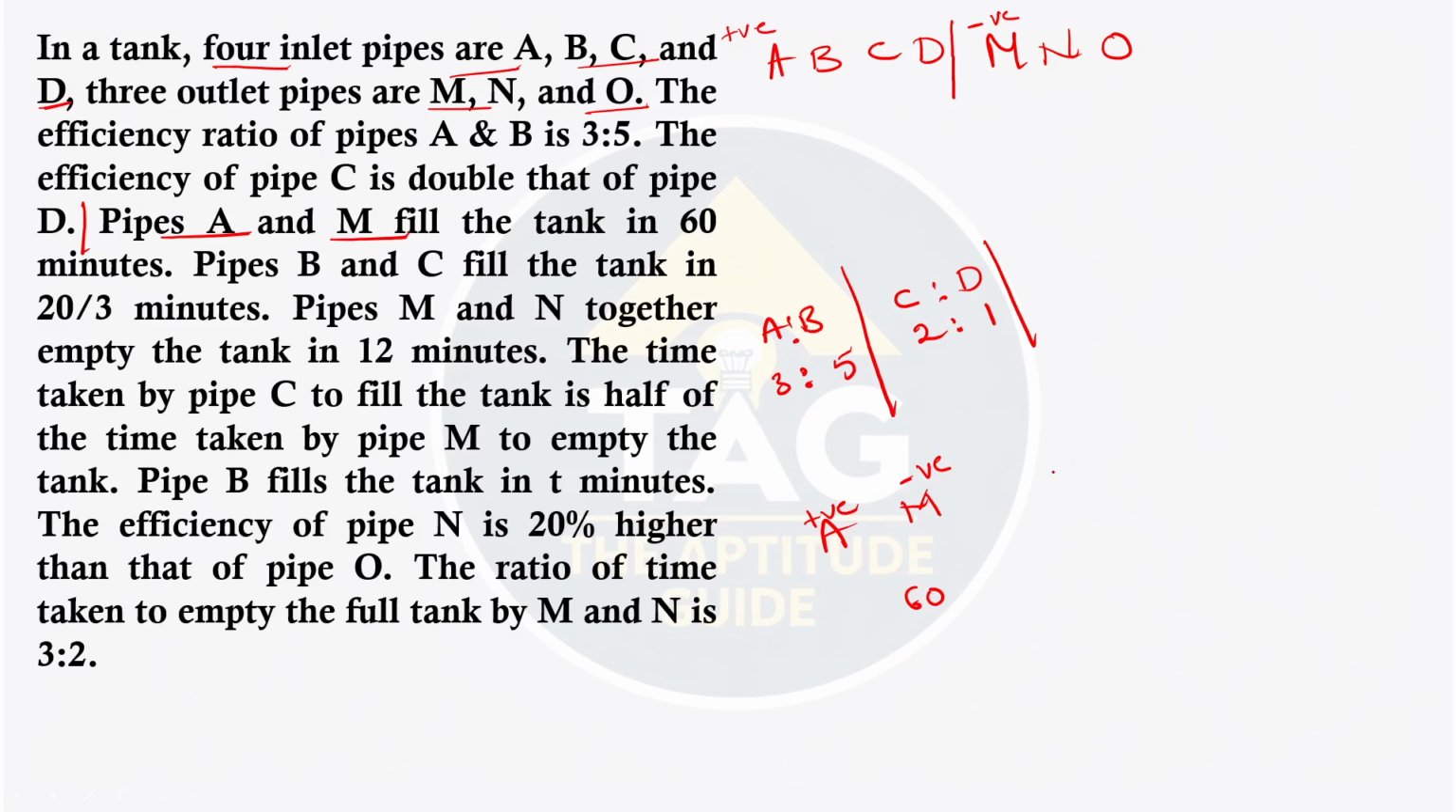Pipes B and C fill the tank in 20/3 minutes. Even with this, we cannot find anything. Pipes M and N together empty the tank in 12 minutes. M is negative, N is also a negative pipe. If these two work together, they can empty the total tank in 12 minutes.